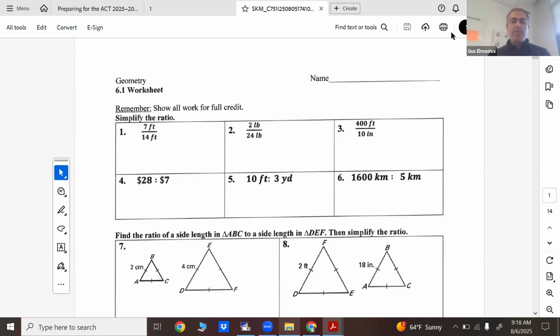All right, so let's talk about ratios. Ratios are a big deal in geometry. For example, if you're comparing 2 pounds to 4 pounds, how would I reduce that fraction? What would that become? 1/2, yep. So we're doing a reduction of fractions. Now let's take a look at number 4. $28 to $7. What would that be? Just 4, 4 over 1.